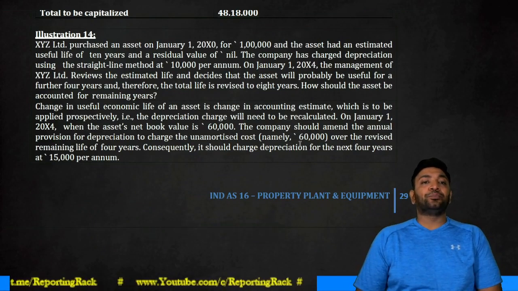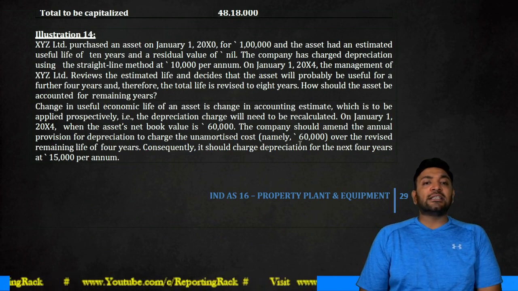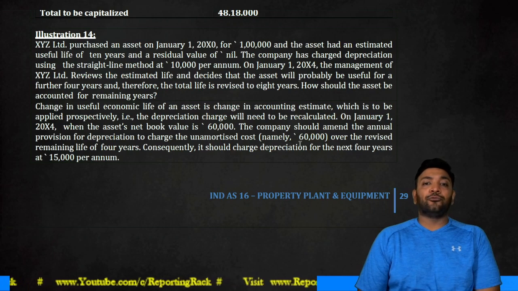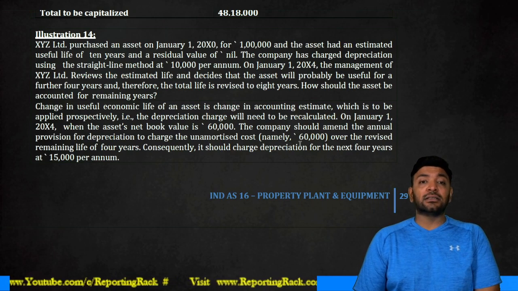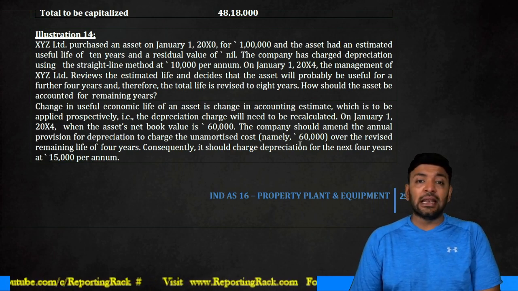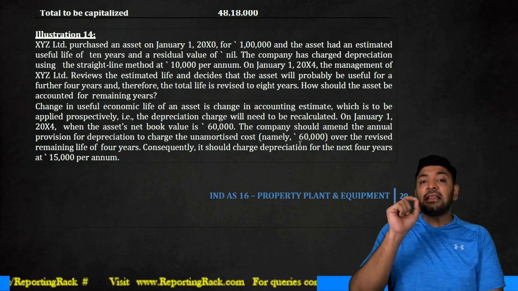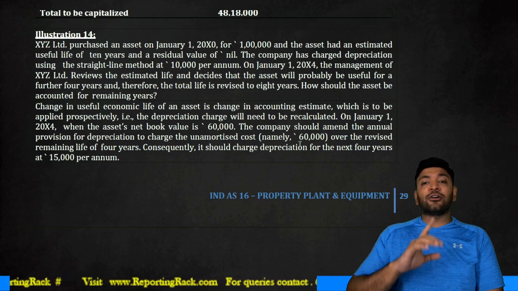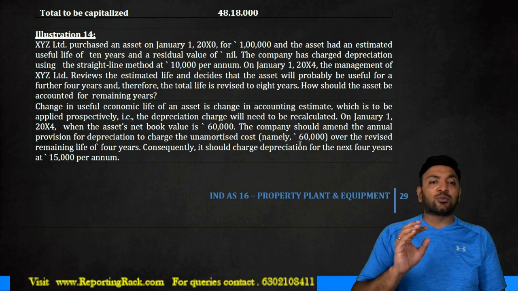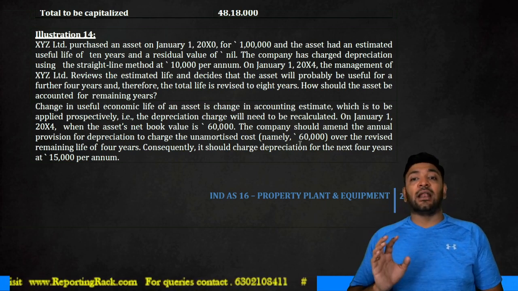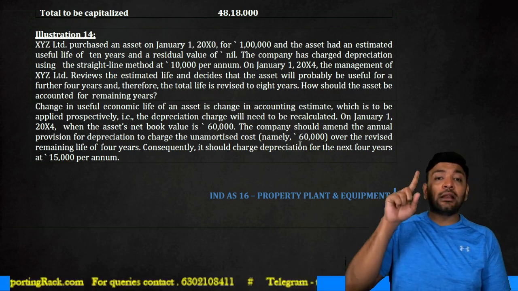Illustration number 14. XYZ purchased an asset on 1st Jan for 1 lakh. The asset had an estimated useful life of 10 years and the residual value of nil. Company charged depreciation using a straight line method at 10,000 per annum. On 1st January 2014, the management of XYZ reviews the estimated useful life and decides that the asset will probably have a useful life of further 4 years to run.